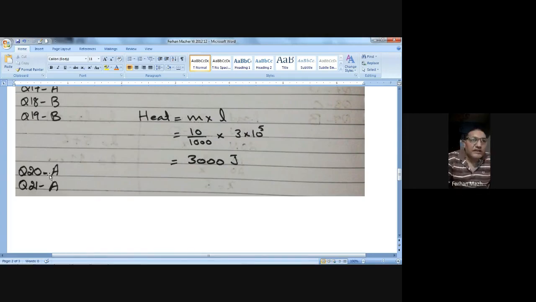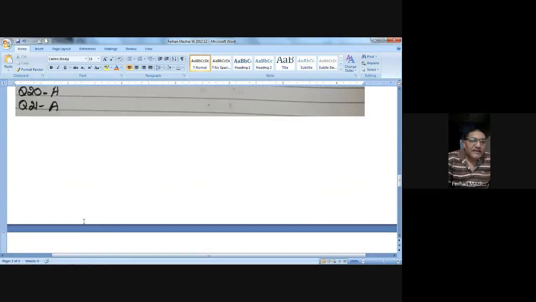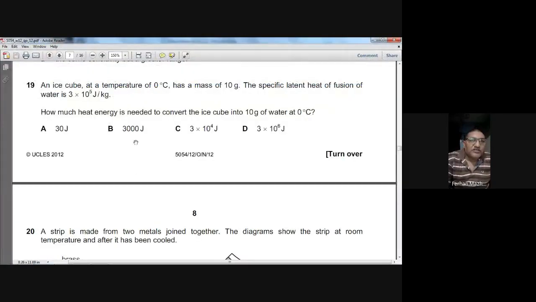So the question is number 19. The option is B. For question number 19, the option is B, this option, 3000 joules.